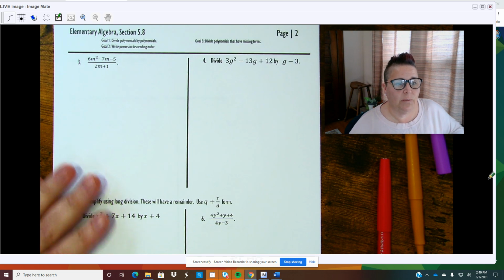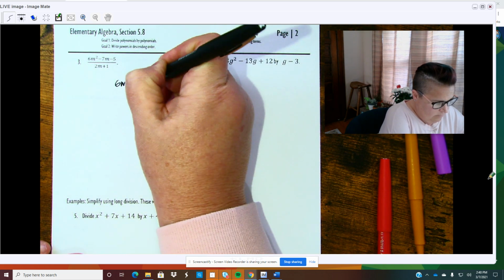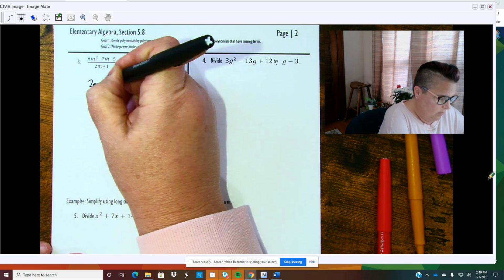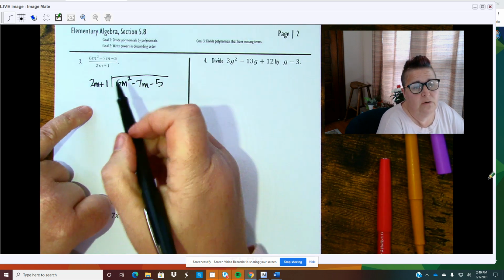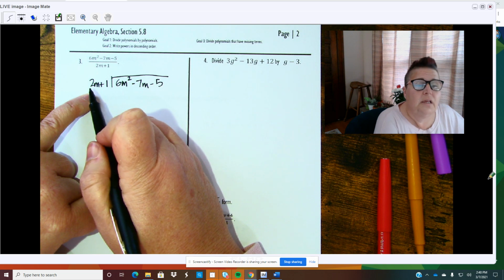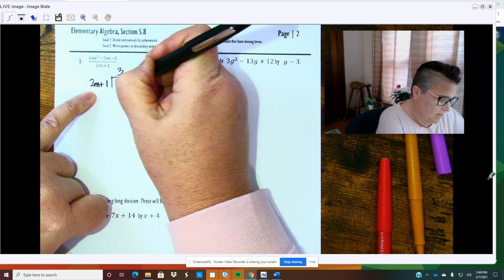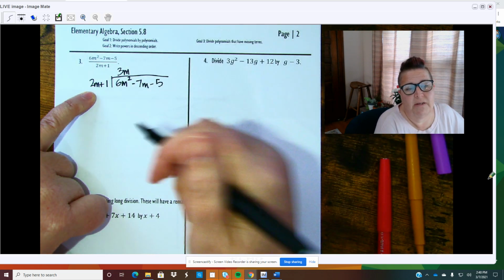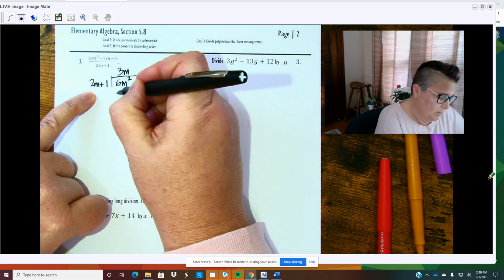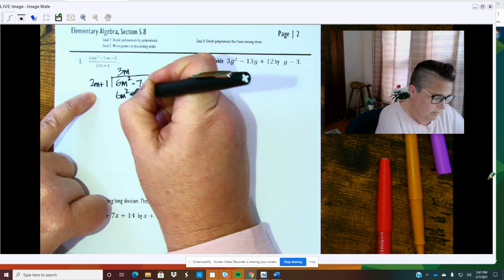I have a 6m squared minus 7m minus 5, and I'm dividing that by a 2m plus 1. So 6m squared divided by 2m. Or, if you'd rather, 2 times what gets you 6. M times what gets you m squared. So m times m gives you m squared. Now I'm going to multiply back. 3m times 2m is 6m squared. 3m times 1 is 3m, and it would be positive.